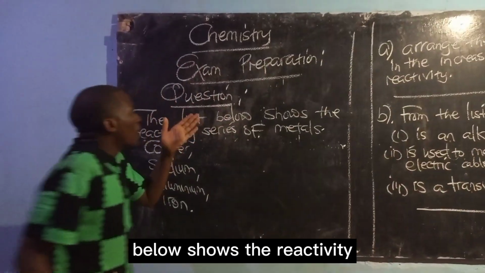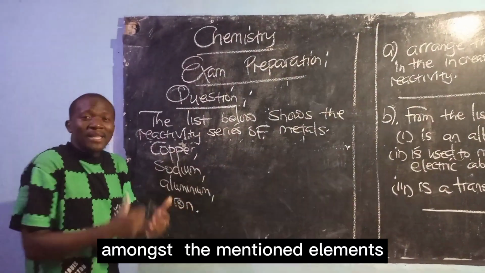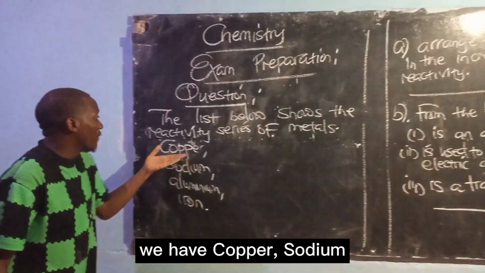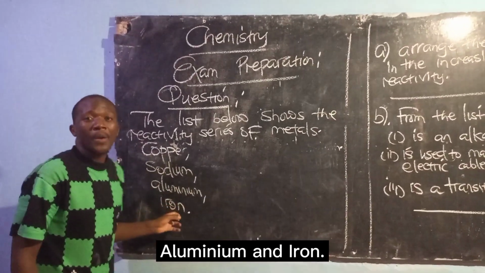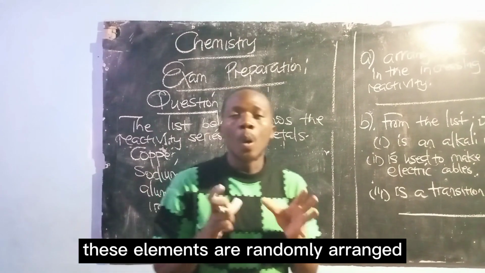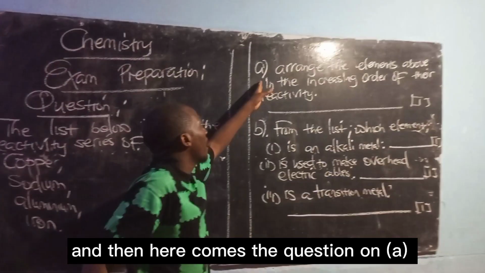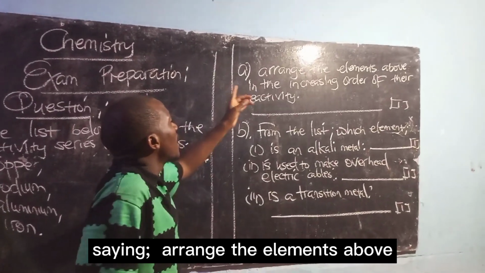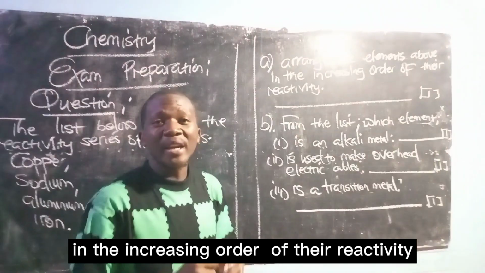Let's begin. The list below shows the reactivity series of metals. Amongst the mentioned elements we have copper, sodium, aluminium, and iron. These elements are randomly arranged. And here comes the question on A, saying: arrange the elements above in the increasing order of their reactivity.